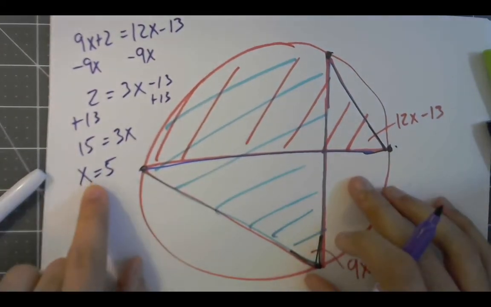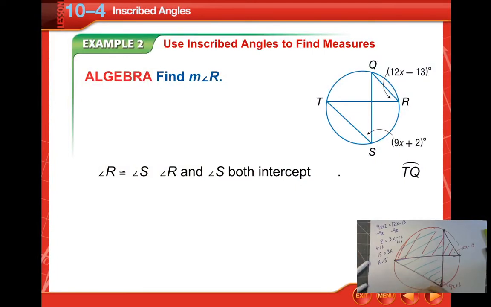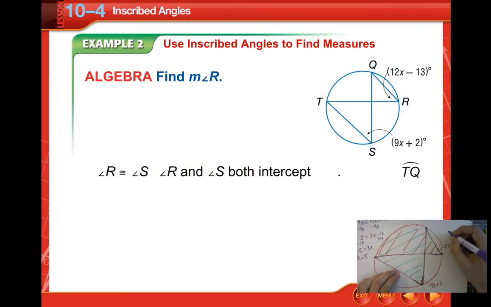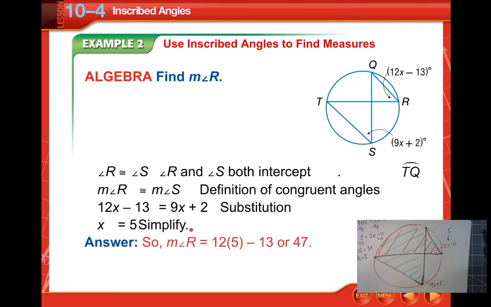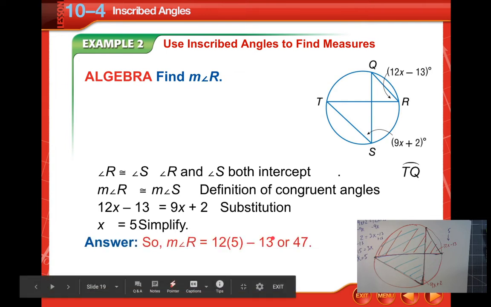We don't want that as our answer. We're actually looking for r. So we're going to throw 5 back in here. We actually could throw 5 in either of them because they're equivalent. If we put 5 in, we should see 5 times 12 is 60 minus 13, 47.